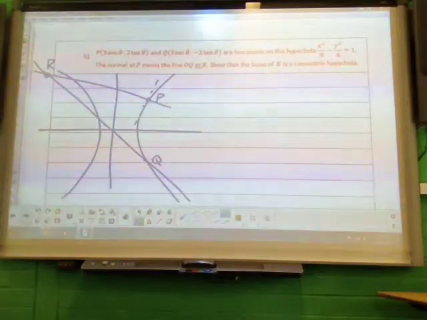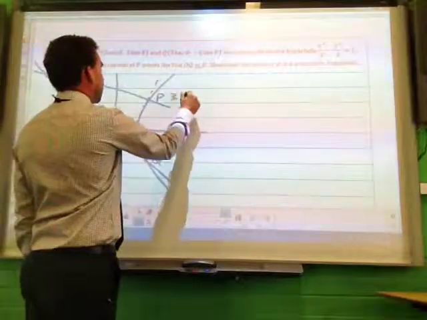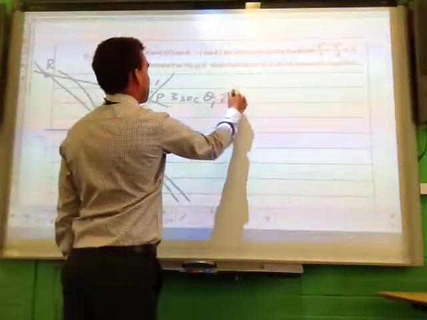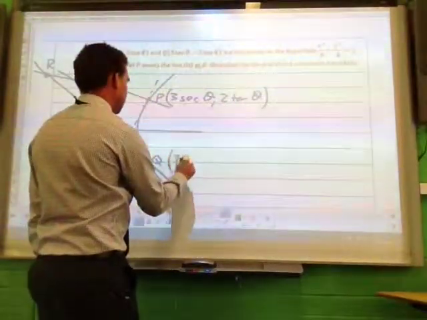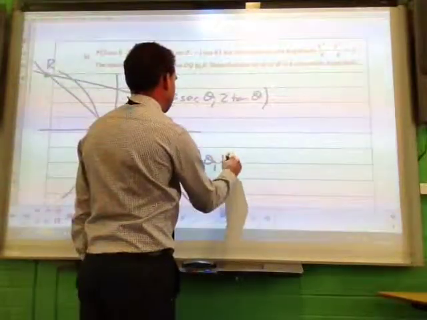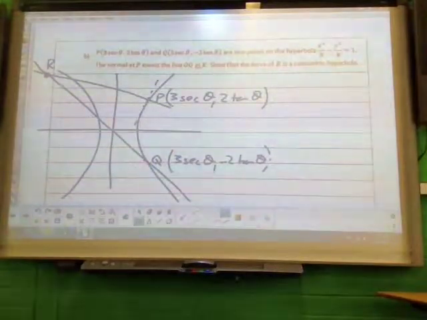Right, so after drawing that sketch, does this question seem a little bit more, I wouldn't say easier, a little bit better to comprehend? Well, I'd much rather look at the diagram there than read through the question again. Okay, so I'll try and label as much as I can. 3 sec theta, 2 tan theta.